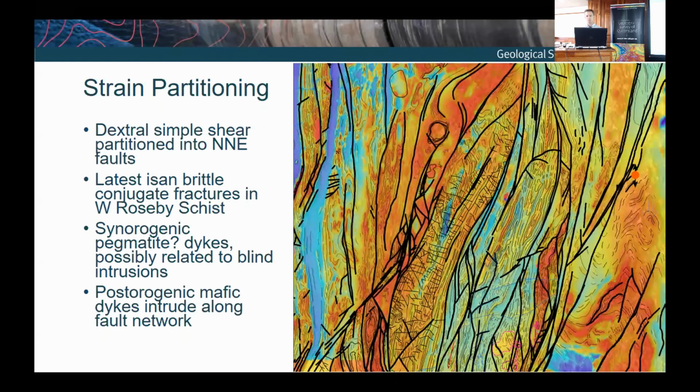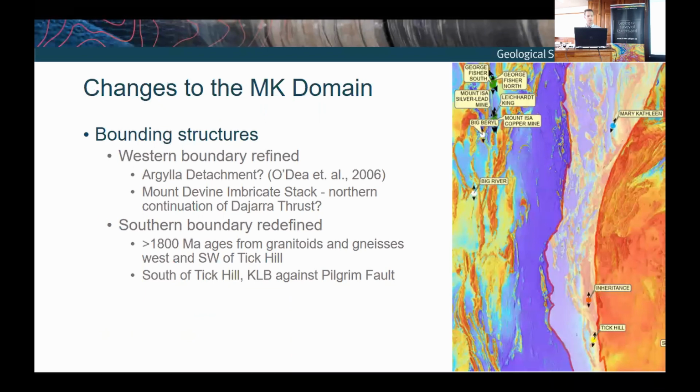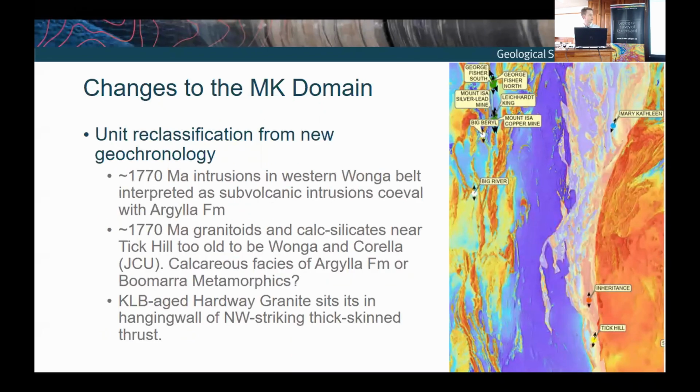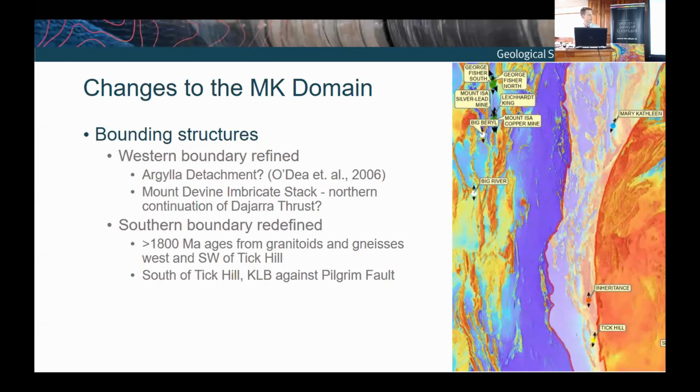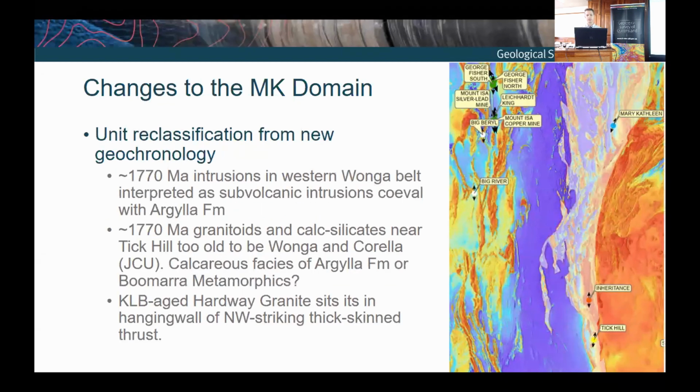So I've had a couple of extra slides talking about some of the changes to the redefinition of the western boundary of the Mary Kathleen domain. I'll just flick back and forth between those, but this is coming out of some of the geochronology work that we did in the south. We've got a lot more of the Chalcodene Leichhardt belt to the east, in the south, and then a bit of a refinement to the west.